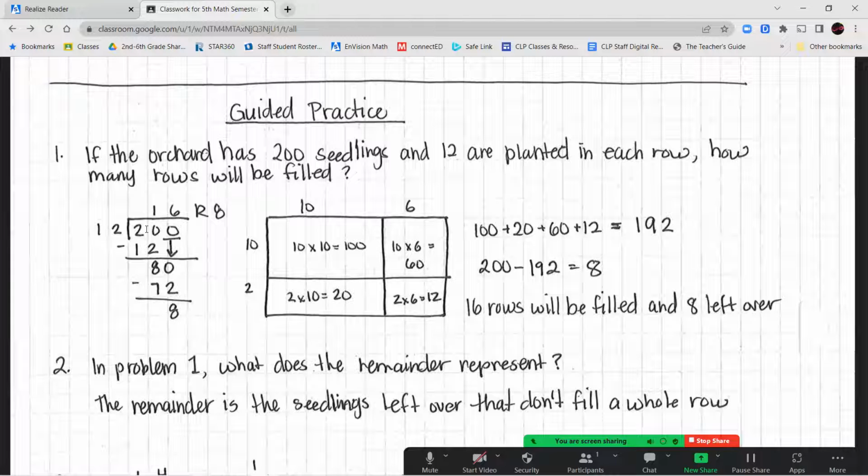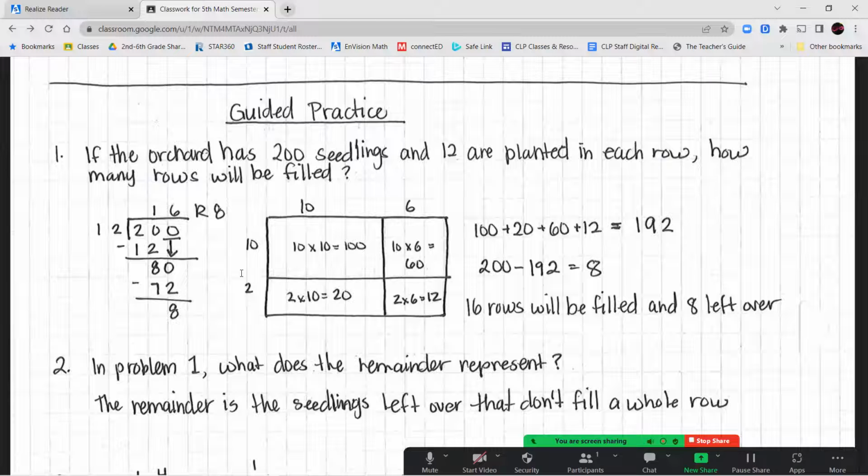So 12 times 1 is going to give me 12. So I'm going to do that 20 minus the 12, which is going to leave me with an 8 remainder. And then I'm going to drop my 0. So 12 times 6 is as close as I can get to 80. So 12 times 6 is 72. 80 take away 72 is 8. So here I will have 16 complete rows with 8 left over.